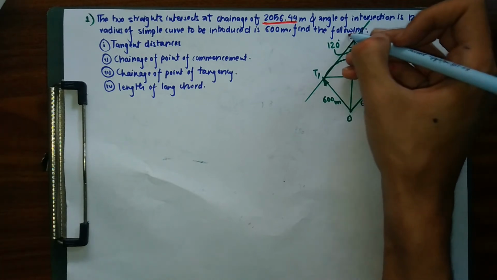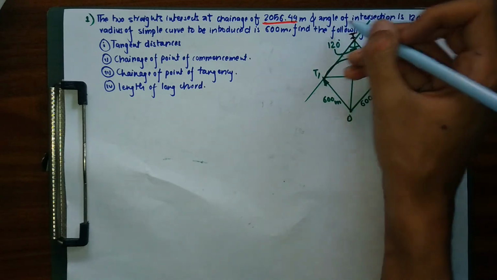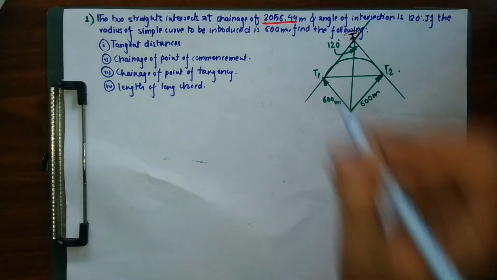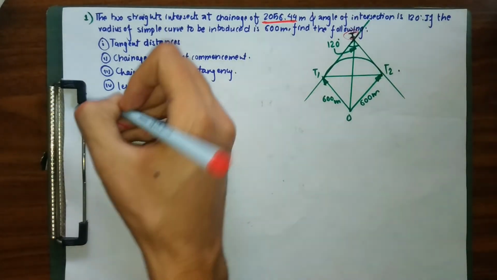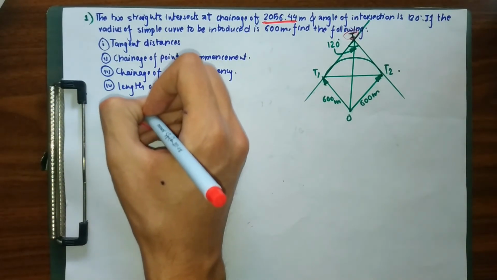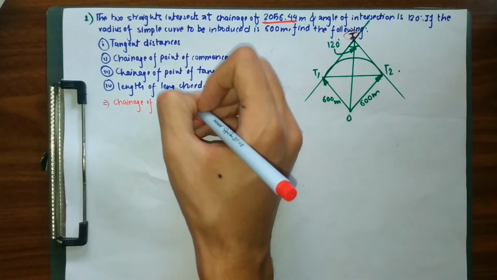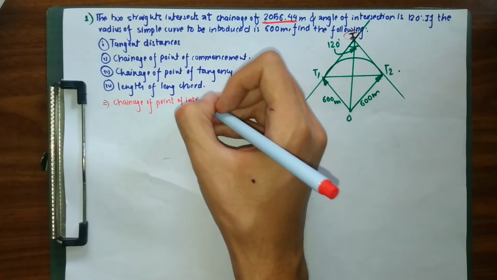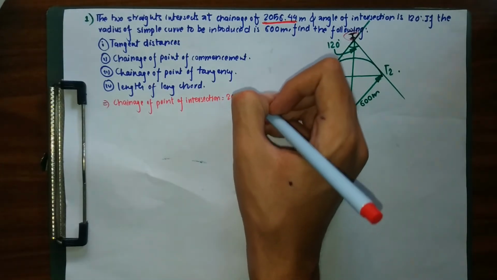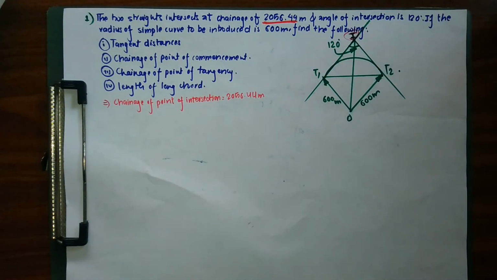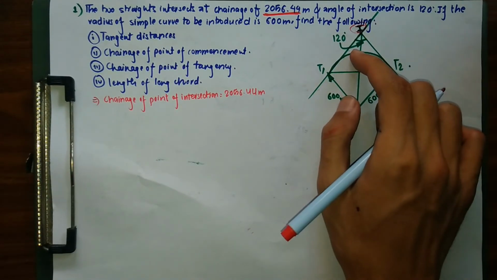So the chainage of intersection is going to be equal to 2056.44 meters. So let me write it down over here. Firstly, the chainage of the point of intersection is going to be equal to 2056.44 meters. And next, what we have is our angle of intersection, which is 120 degrees.